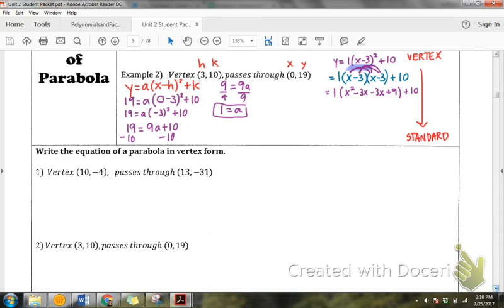Is there anything in the parentheses that we can combine? The negative 3x and negative 3x. What is negative 3x and negative 3x? Negative 6x. You're adding them. So I have 1 times x squared minus 6x plus 9 plus 10. We're almost there.